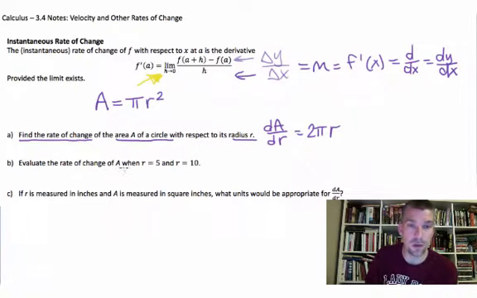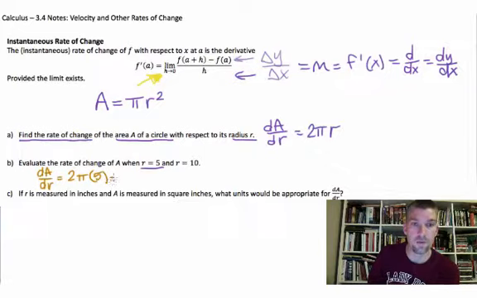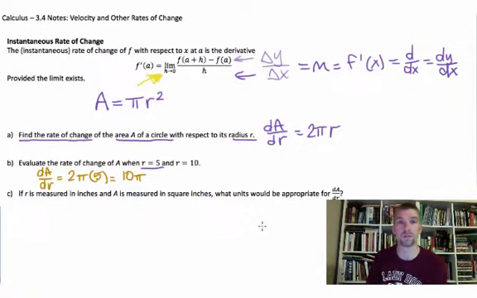Well, then it says evaluate the rate of change when r is 5 and when r is 10. That's really not a problem. Wherever we see r, we're going to put a 5 in. So I'll work that out in this mustard color here. We would say that dA/dr equals 2 times pi times 5, or 10 pi. And 10 pi is a perfectly legitimate answer. There's no need to do anything else to that. It's totally fine. We could also investigate what happens when r is 10.